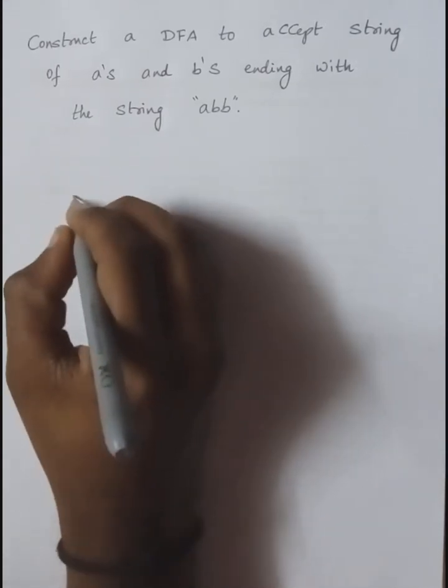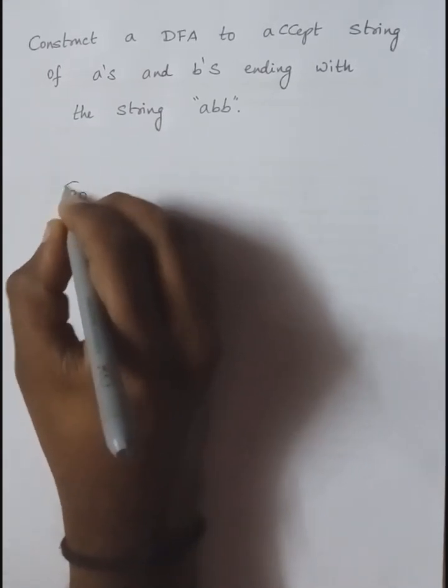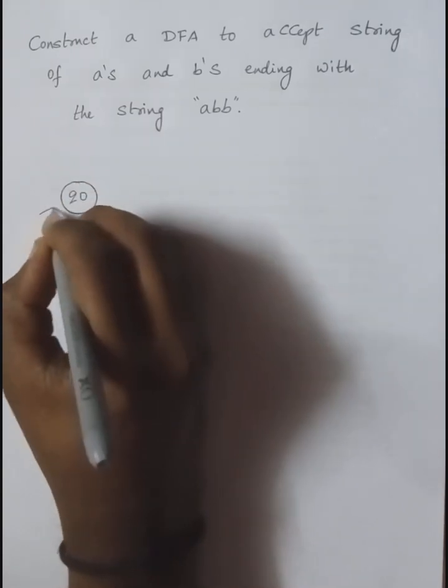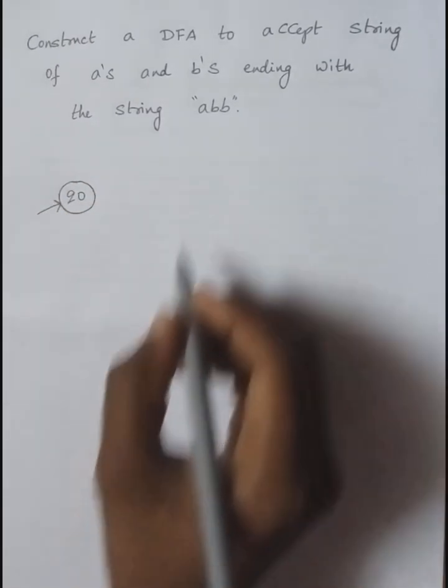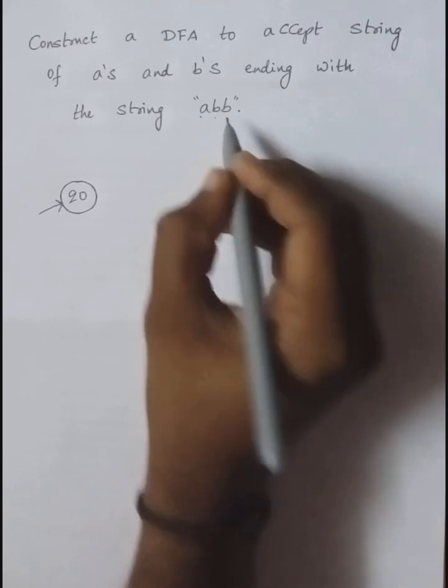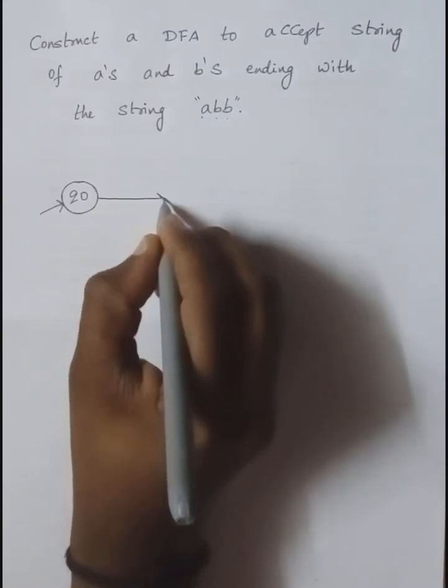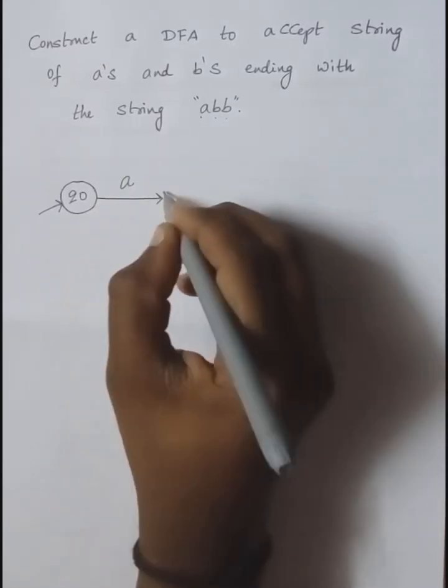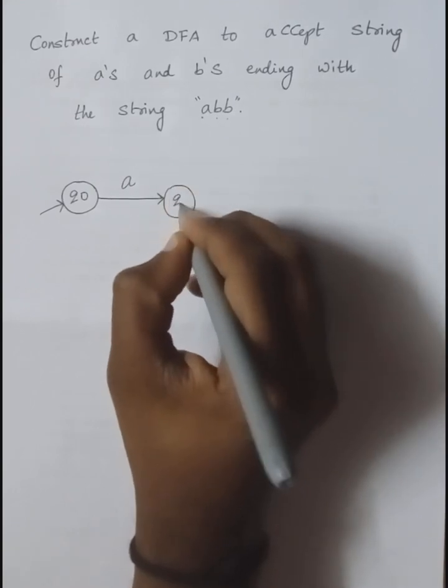So as usual we'll start with the Q0 state. So we'll put an arrow mark to denote that is the starting state. So we want A, B, B. So we'll take that as a base condition. So we'll start with A. We'll go to the Q1 state.